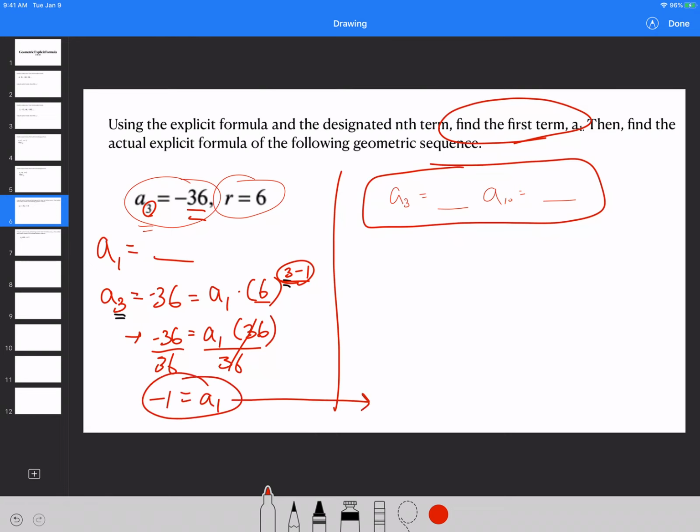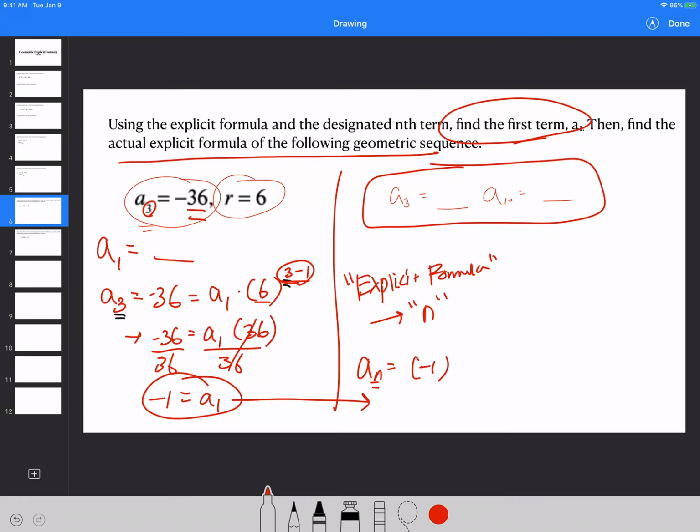So now that I have solved for a sub 1, I have to do my second portion, which is finding the actual explicit formula. So the actual explicit formula would be a sub n. Remember, whenever I ask you to solve for the explicit formula, I need to make sure that the n is in there. So a sub n is equal to the very first term, negative 1, times 6 to the power of n minus 1. And that should be it for this particular question.